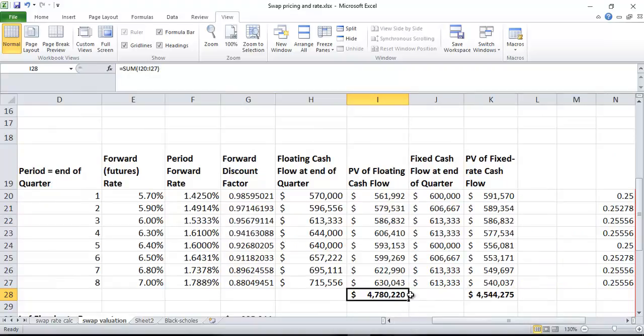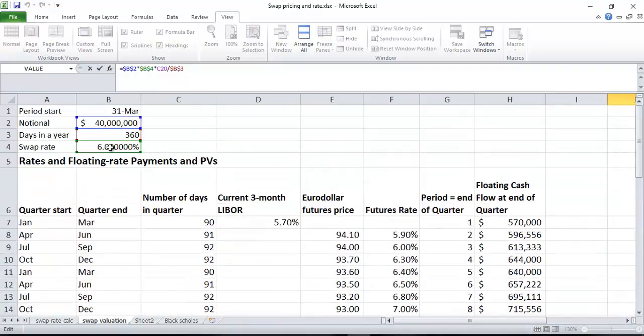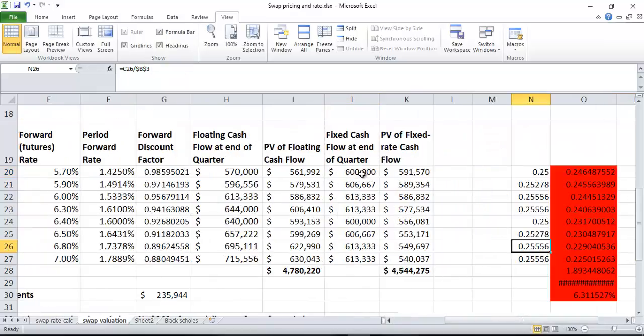Now, a similar principle applies to fixed rate cash flows, except it's even easier. So for example, you first calculate the fixed rate cash flows, and they're going to be easy. All you need to do is, as you noticed, you've got basically the same swap rate of 6% times the notional value, but you need to take the number of days into account. So some quarters have 90 days, some quarters have 92 days, etc. So that's the reason you don't have the same amount. If you had the same number of days in each quarter, all of these values would be 600,000. Okay, so this is very simple.